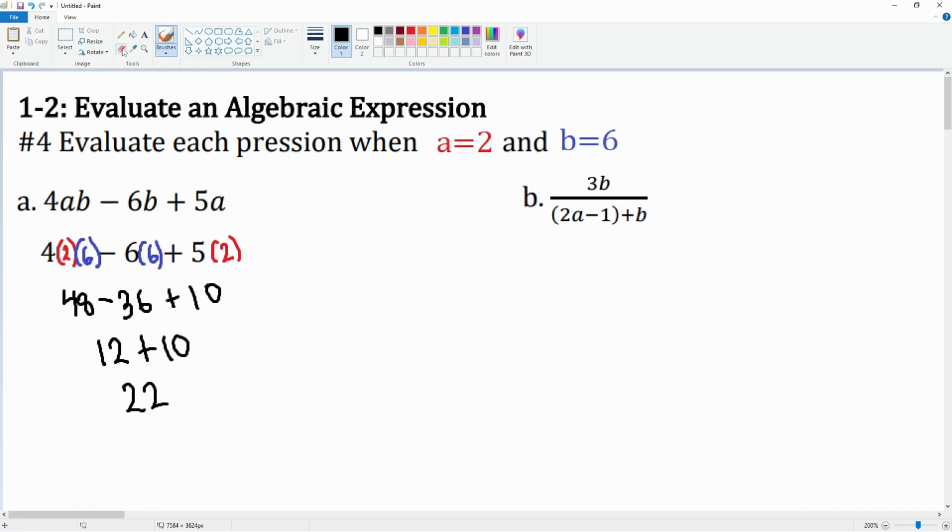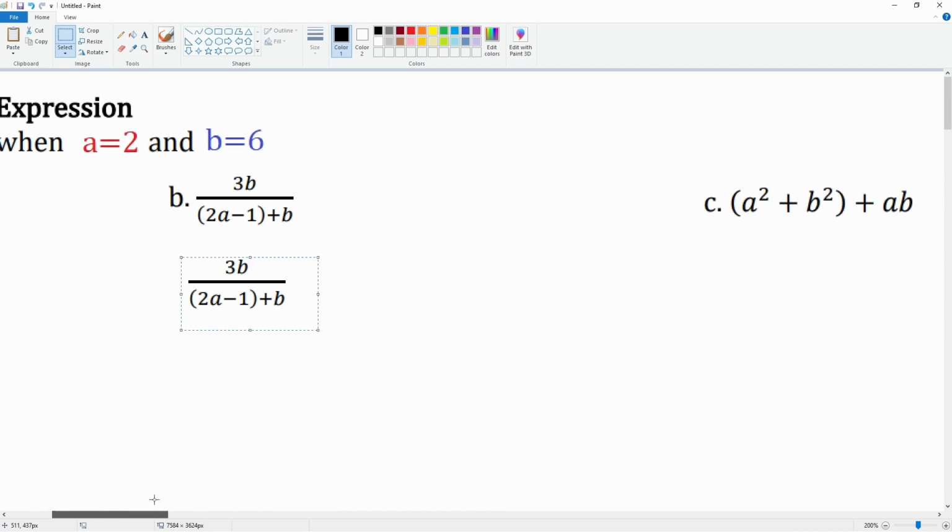Let's look at B. Same process here for B. Okay, let's just grab it and plug in our numbers from before. We know that the B is going to be made up of the 6. Then we know that the A here is going to be made up of the number 2. And this B here is also just going to be the number 6.